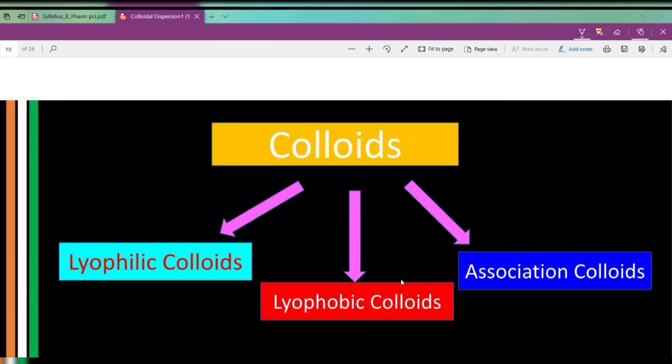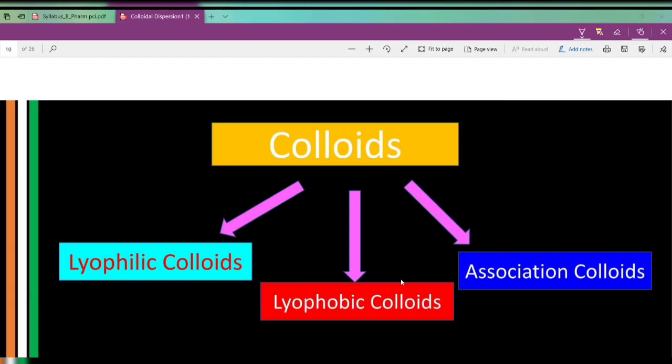Lyo means solvent. So lyophilic colloids means the particular colloids which have an affinity or love towards the solvent system. Got my point? You should be careful regarding this. Lyophilic does not mean lipophilic. Lipophilic means lipid lover, but lyophilic means the colloids which have a loving or affinity towards the solvent.